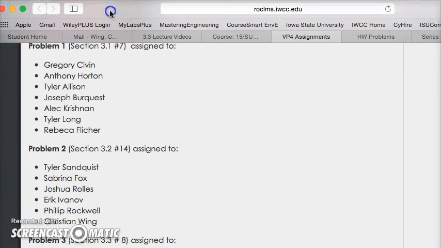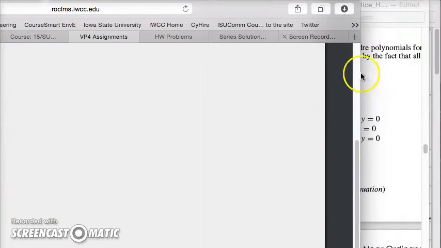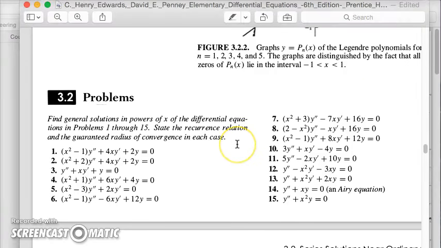Number 14. In the book, in the 3.2 problems, the directions are: find general solutions in powers of x of the differential equations in problems 1 through 15. State the recurrence relation and the guaranteed radius of convergence in each case. The problem is this one, number 14: y double prime plus x times y equals 0, and it says it is an Airy equation.